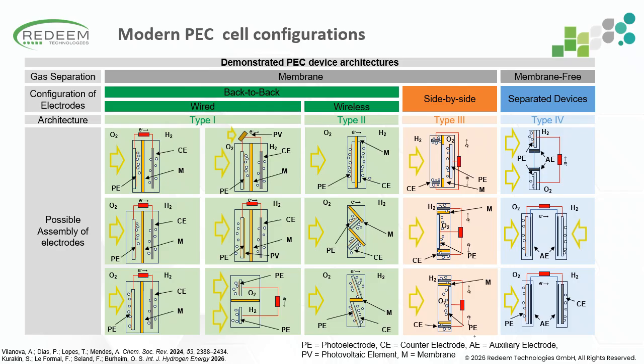Type 3 introduces a different electrode arrangement, because here, instead of placing the electrodes directly opposite of each other, the photoelectrode and counterelectrode are arranged side by side or at approximately a 90-degree angle. The main idea is to move the dark counterelectrode out of the optical path so that it does not block the incoming light. And this provides greater flexibility for illumination while still maintaining membrane-based gas separation.